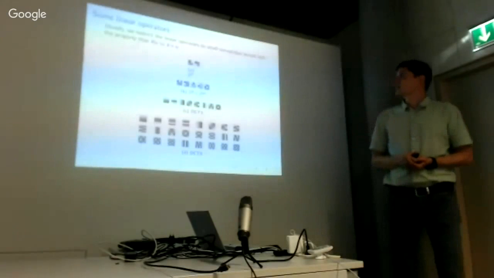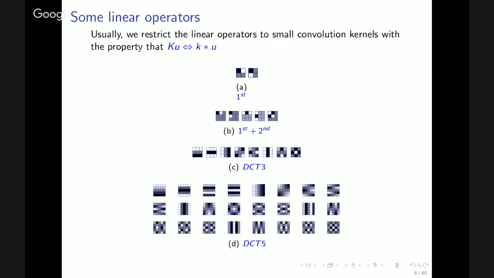So what are some linear operators that we used in our first model? You see as before, first derivatives, which leads to the total variation. Then here's a combination of first and second order derivatives. So you see these typical stencils that are used to approximate second order derivatives in image processing. You could also take the functions of a discrete cosine transform, a 2D discrete cosine transform. So these are the basis functions, or you see here the basis functions of a 5 times 5 discrete cosine transform. These are all these different operators we tried.